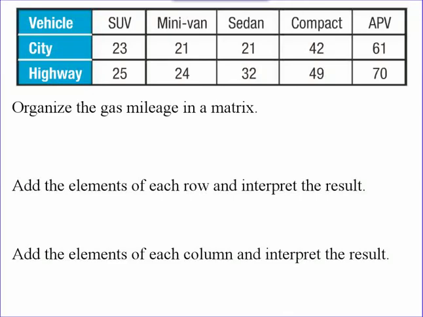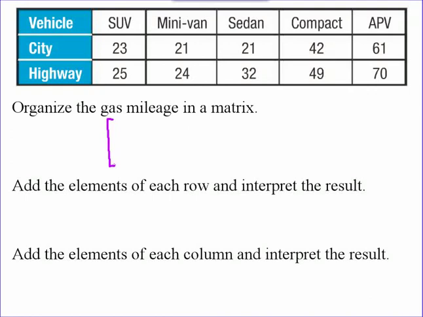Let's go ahead and look at a problem. It says, organize the gas mileage in a matrix. Notice here we have a chart. If I was going to organize this in a matrix, what would be the dimensions of the matrix that I would use? Can somebody take a guess? 2 by 5. Good, because I have 2 rows, city and highway, and 5 columns, SUV, minivan, sedan, compact, and APV. First of all, I'm going to start with a bracket.